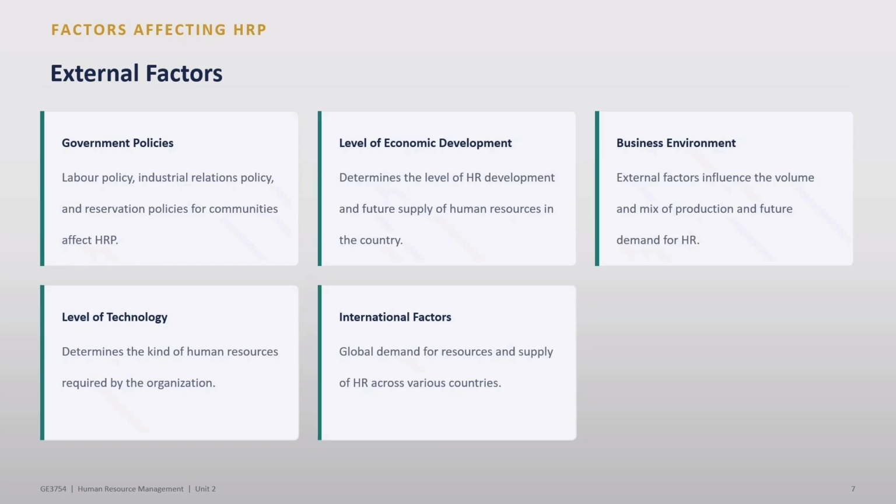The third factor is the business environment. Changes in the external business environment can influence the volume and type of production. As production requirements change, the organization's human resource requirement may also change. The fourth factor is the level of technology. Technology directly influences the type of human resources an organization requires. When a new technology is introduced, employees may need new skills. For example, if an organization adopts advanced digital systems, it may need employees with specialized technical skills to understand these new systems. And the final factor is international factors.